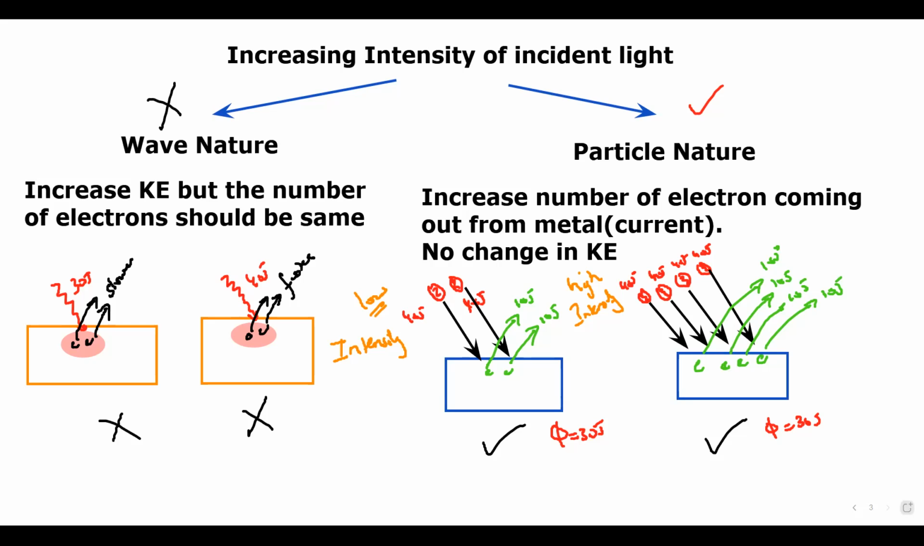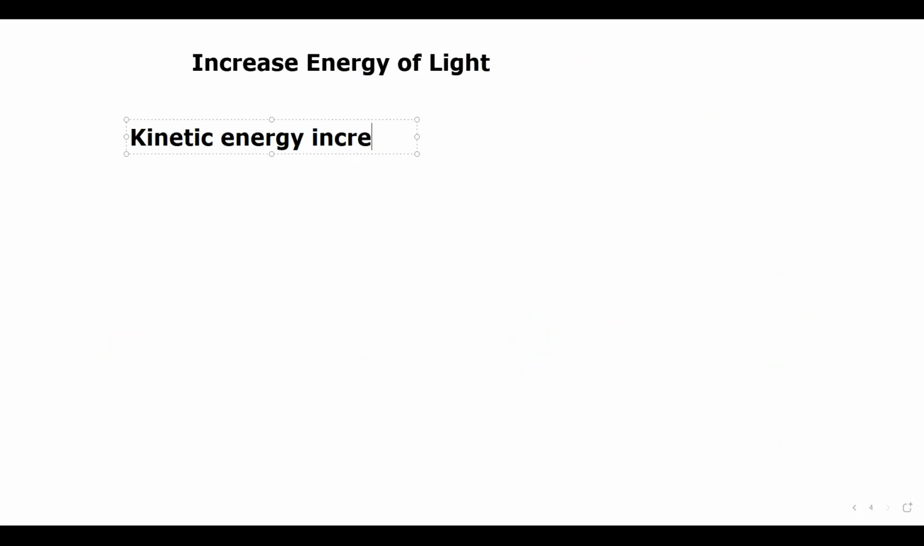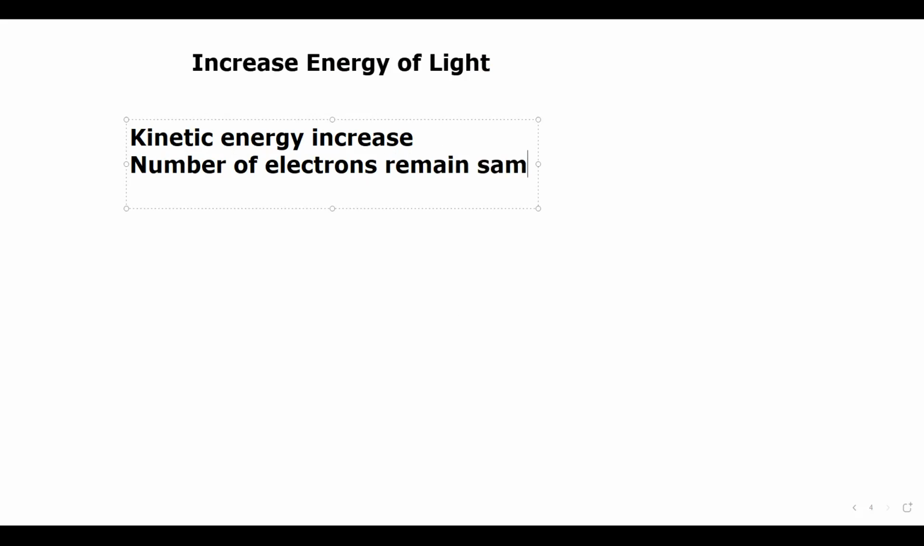And the last point: when we increase the energy of a photon, what we observe in a photoelectric effect is that the kinetic energy will increase, but the number of electrons will remain the same. So this is what happened. The particle nature explained this, but the wave nature is not able to.